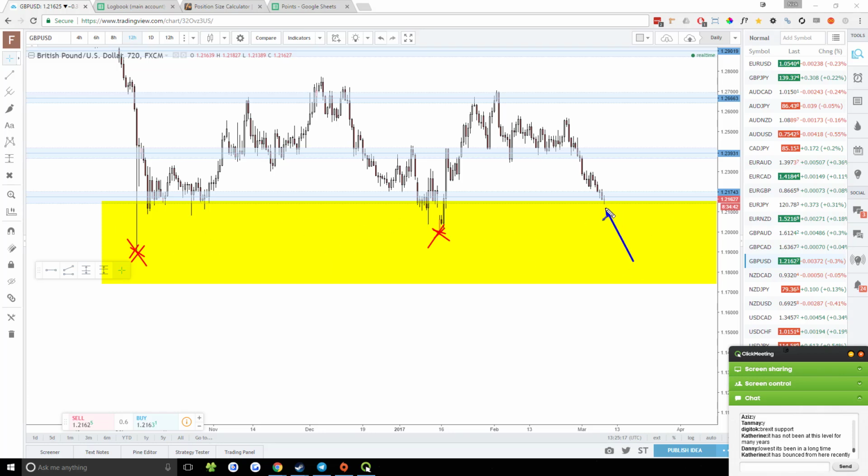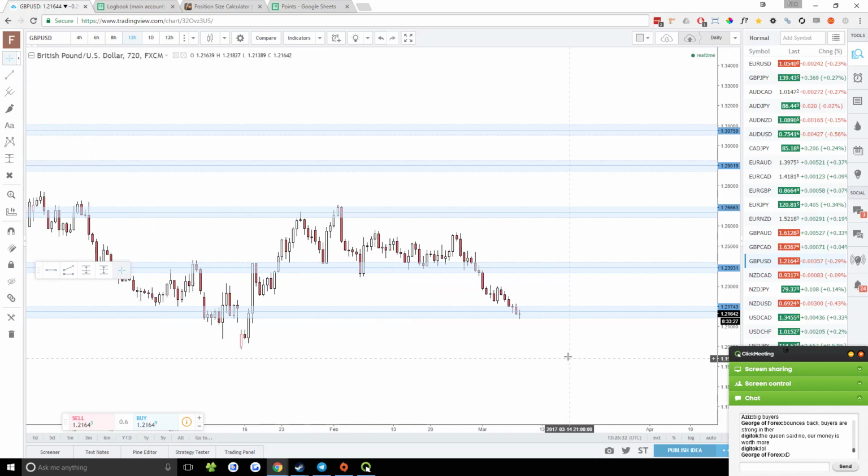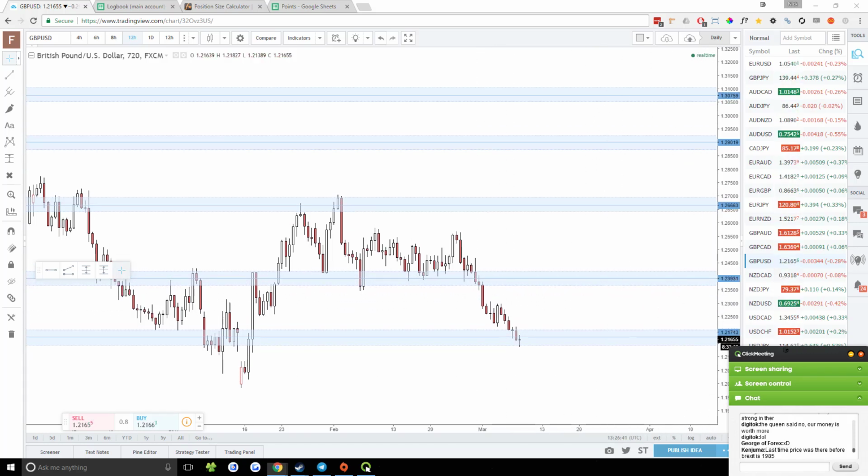Now we're getting a pretty nice indecision candle there. Yesterday's was nice and I wanted to enter, but it just didn't move up enough, so it didn't trigger. The reason I wanted to enter yesterday is because I didn't want to miss out on this opportunity. So what I'm thinking here is there's potential, it doesn't mean it's going to happen, but there's potential for a big reversal to happen here.